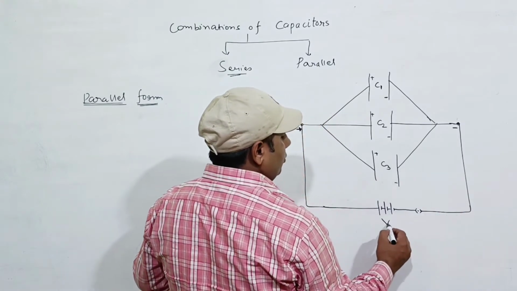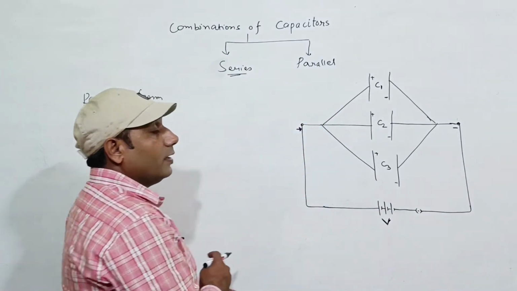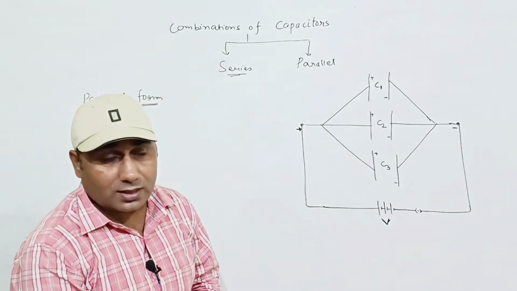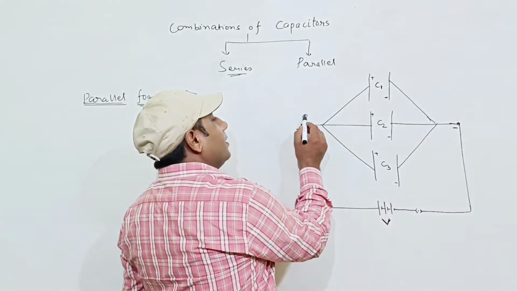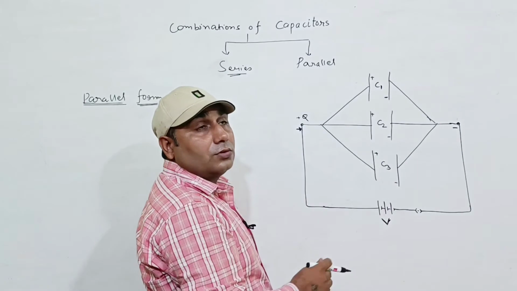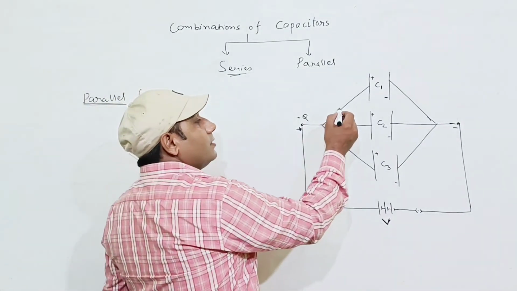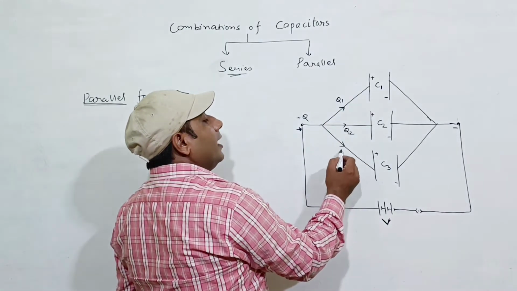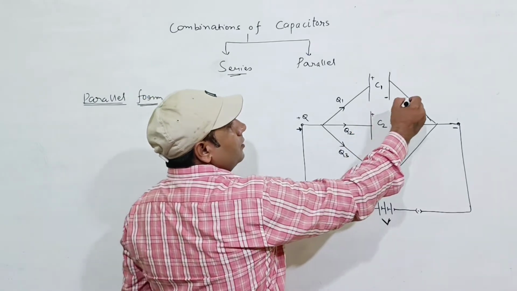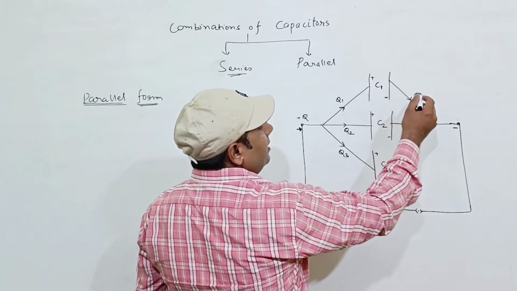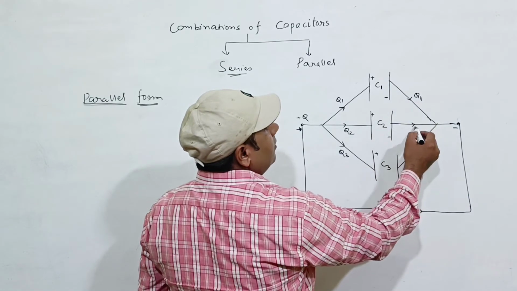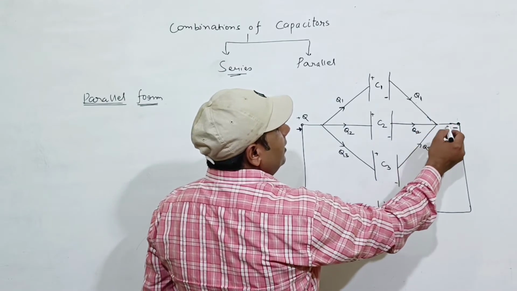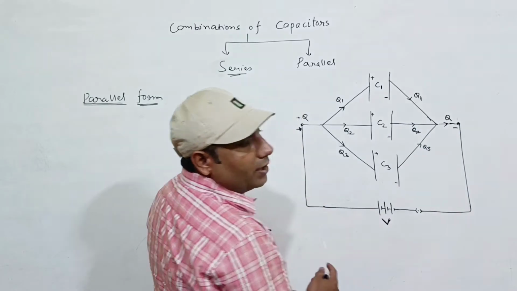The potential V is given to these capacitors. Potential in parallel combination remains constant, but the charge is divided in accordance with the capacitance of each capacitor. If we give plus Q charge to these capacitors, it divides according to their capacitances into Q1, Q2 and Q3. Then these charges come out from the capacitors and finally meet at this point, and we get charge Q.